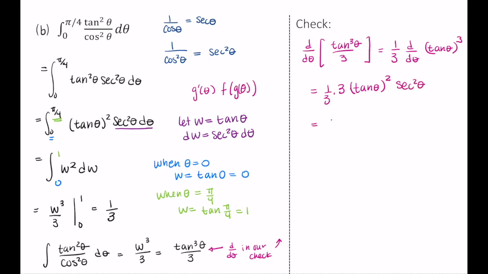Simplifying, we end up with tangent squared theta, secant squared theta, and then using trigonometry, we can rewrite this as tangent squared theta over cosine squared theta. This here matches our integrand here. So we are done. We can rest assured that our answer is correct.